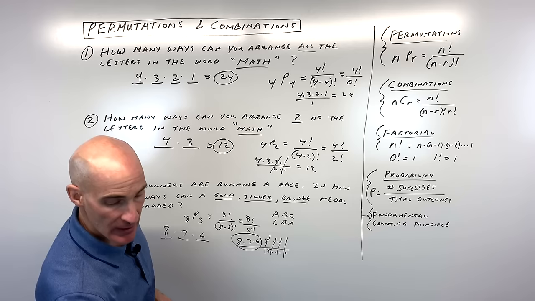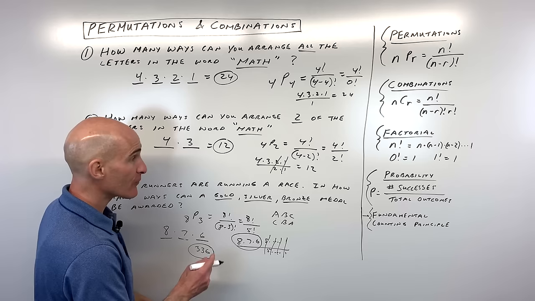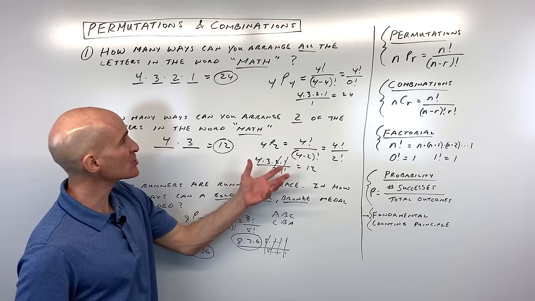And in case you're doing this on your own, let's get an answer here. That's 336 different ways or outcomes. So we haven't gotten into any probability problems yet, but here we're just talking about the number of possible outcomes. Okay, number four, see if you can do this one.